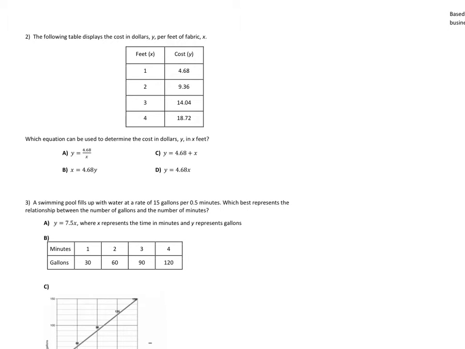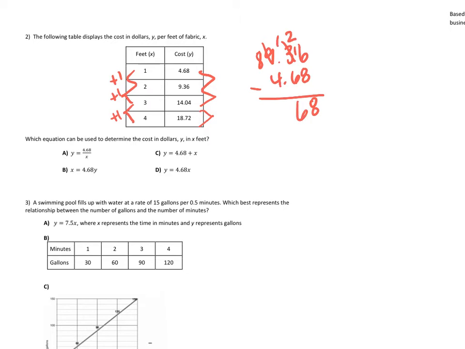Okay, guys. Here's what it's doing. It's changing the change in Y over the change in X. This is changing +1 every time. Okay, and then this is changing 9.36 minus 4.68. Is 4.68. So 4.68, is that what it's changing every time?